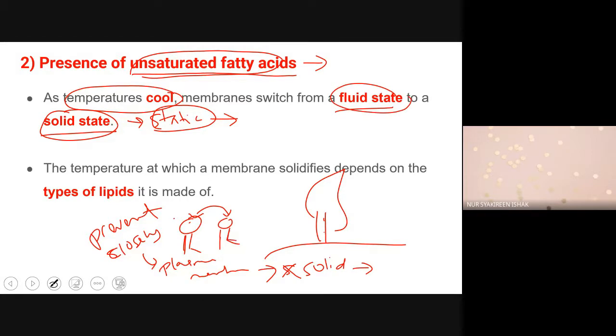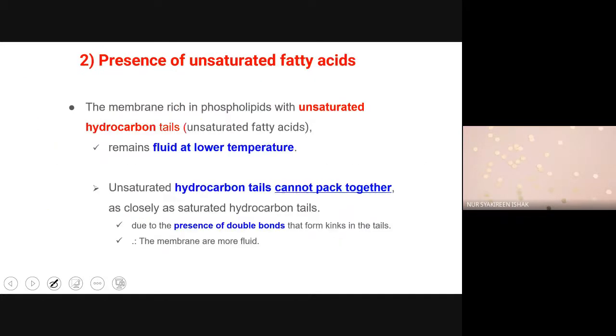So that's why for plant cell, the hydrophobic tail of the phospholipid molecule increases the amount of unsaturated fatty acid. So the temperature at which a membrane solidifies depends on the type of lipid it is made up of. So it says here, the membrane rich in phospholipid with unsaturated hydrocarbon tails, which is the presence of unsaturated fatty acid, the molecule is bent due to the presence of double bond between the carbon, so will remain fluid even if the temperature drops, at lower temperature.